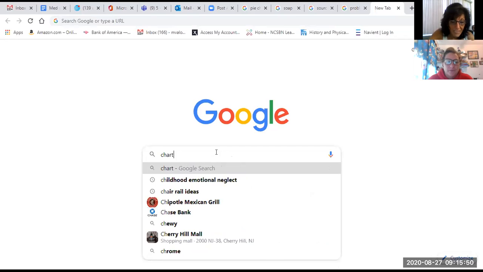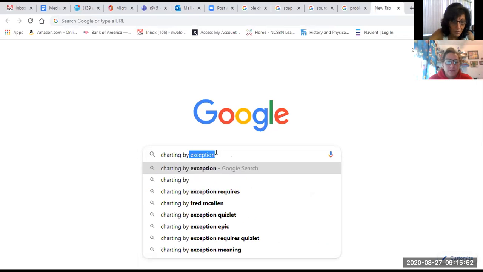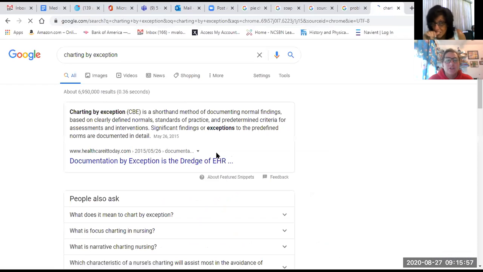I'll see if I can find the actual one. So basically charting by exception is only writing if there's an issue. Correct. You're documenting by exception. So in other words, if there's an exception to within normal limits, what's considered normal limits for a heart rate, 60 to 100 beats a minute. If it's 60 to 100, I don't have to write anything. I'm not cool with that.